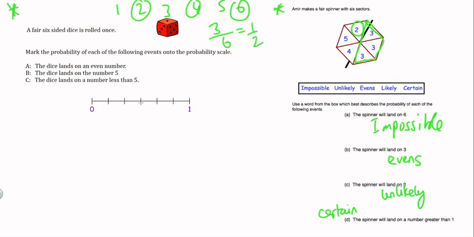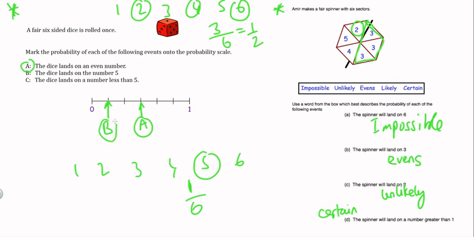Halfway is right here. So it refers to A, this one here. Next one, the dice lands on the number 5. Well, there's only one. If you look at all the numbers there again, I'll show you. There's only one face with a 5 on it, only one face. That's one face out of 6 outcomes. And that's going to be right here. That'll be B.